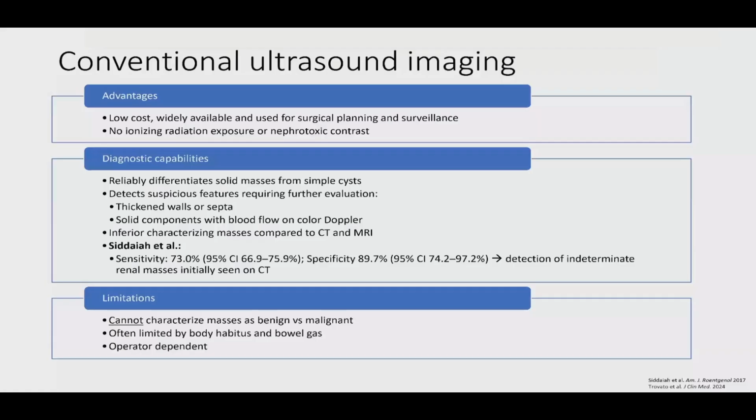Sadea and colleagues reported a sensitivity of 73% and specificity of 89% at detecting indeterminate masses initially noted on CT. And like with any modality, obviously it has limitations. For conventional imaging, it can't characterize benign from malignant masses, and it's also often limited by the patient's body habitus or if there's any bowel gas in the window in question. And of course, because it is operated by us humans, it can be operator dependent as well.